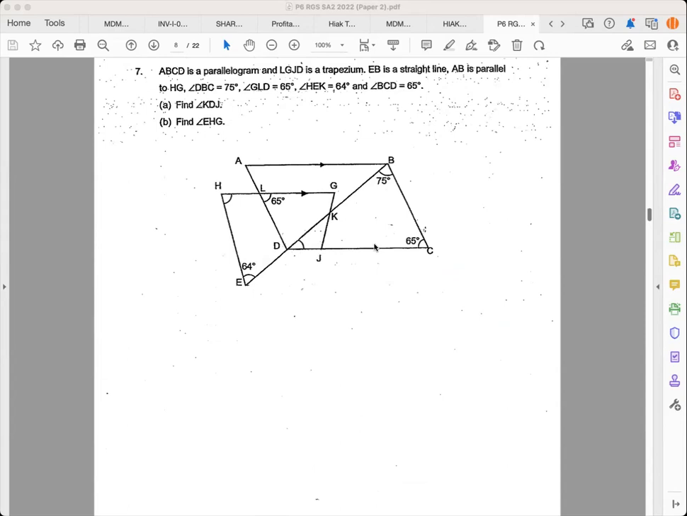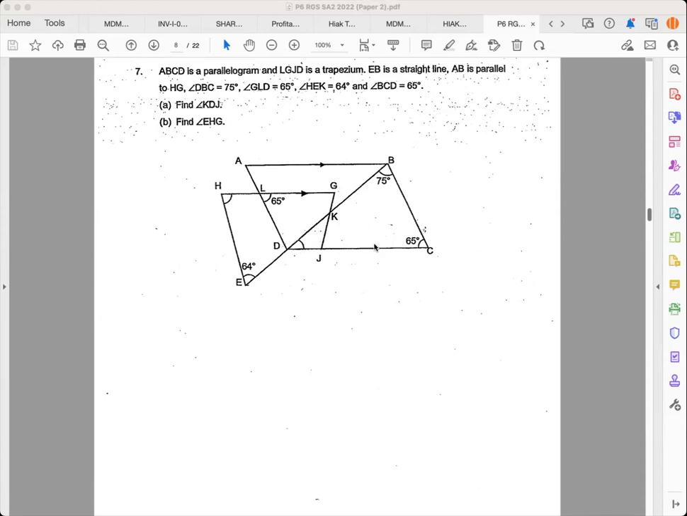Okay. ABCD is a parallelogram. LGJD is a trapezium. ED is a straight line. AB is parallel to HG. You can see the arrows already written for you. Angle DBC is 75. Angle GLD is 65. HEK is 64. And BDC is 65.